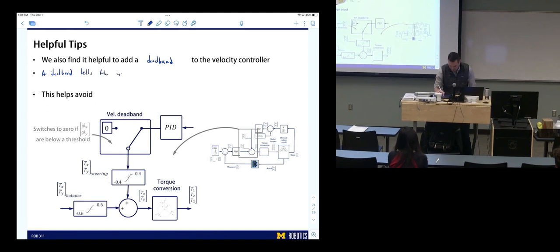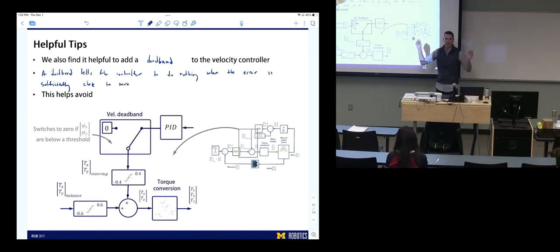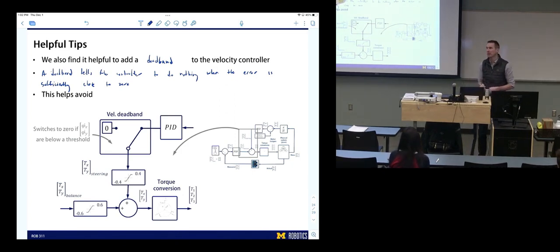A dead band tells the controller to do nothing when the error is sufficiently close to zero, which is, I think, exactly what you're saying. So we're going to take an error. We could talk about this in terms of the output reference, or we could talk about it in terms of the error. I'm going to talk about it in terms of the error, which is, okay, the error is low, don't do anything. There needs to be a sufficient amount of error in the controller for it to operate.